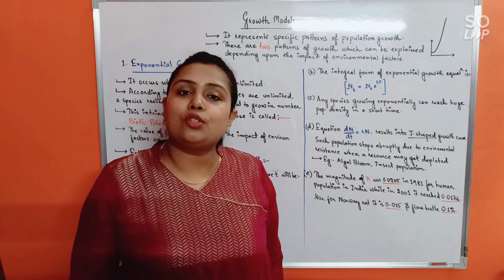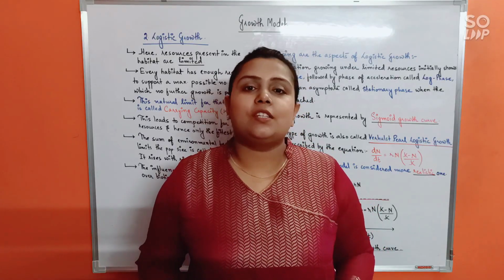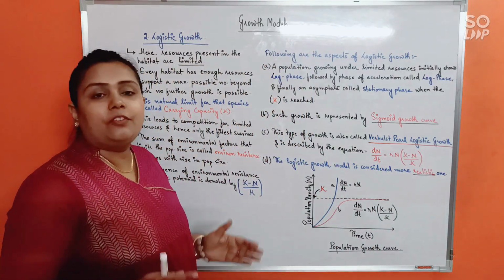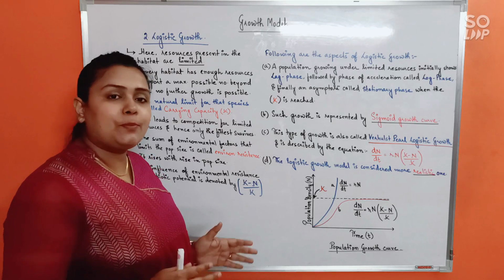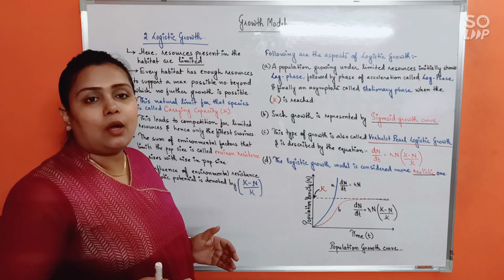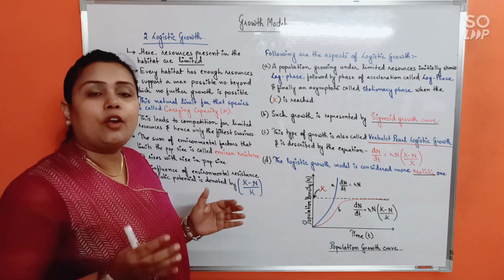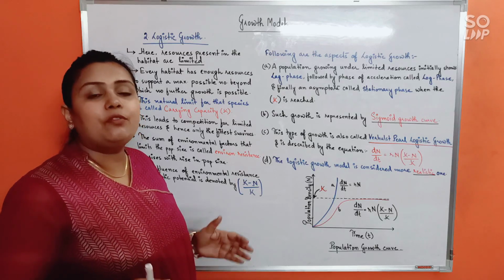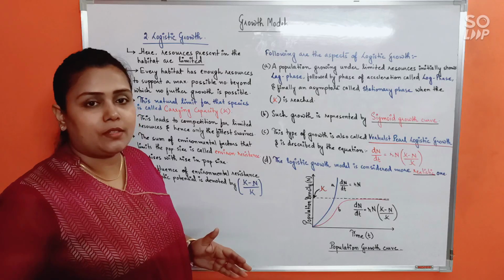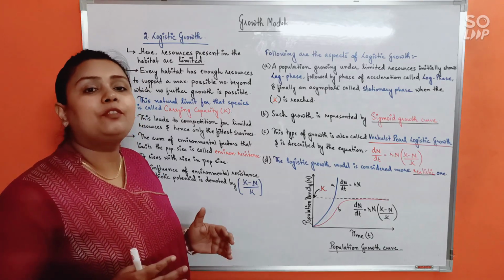Next we'll discuss the logistic growth model. In logistic growth, the biggest difference from exponential growth is that we take into account that the habitat does not possess unlimited resources. For every species that it contains, it would be providing only limited resources, that means limited food and space. Under those limited resources, the species will have to grow.